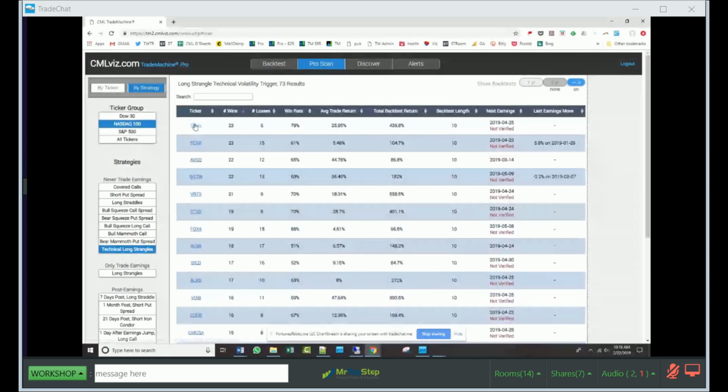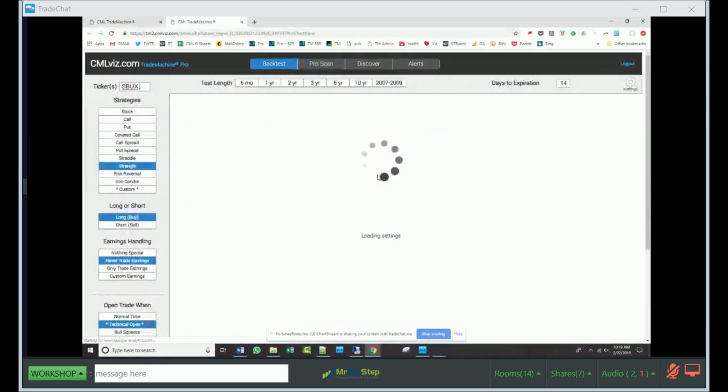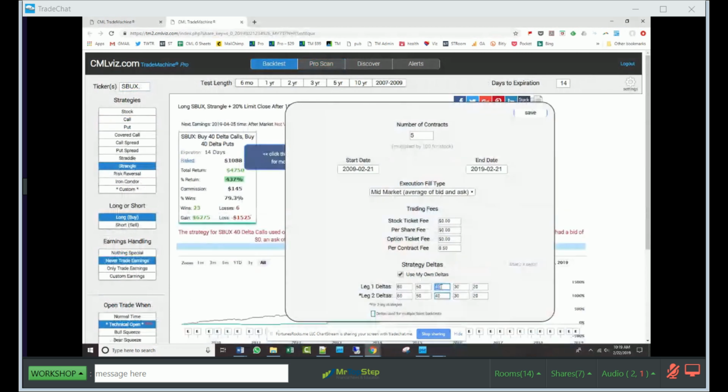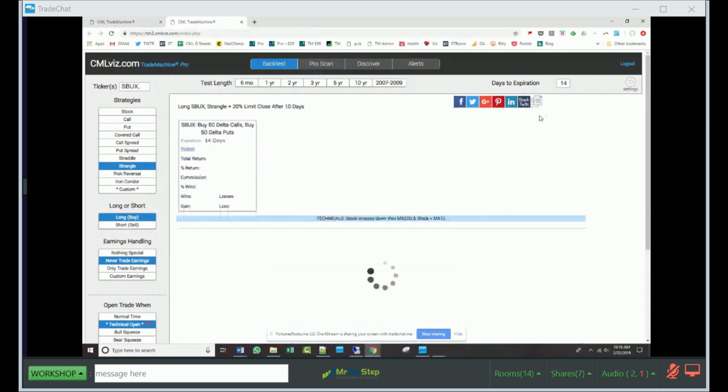Who would ever think about Starbucks as a technical trade or as a volatility trade? And I'm going to change my deltas. I'm moving pretty quickly through the app. If you become a member, you'll know what I'm doing. I'm not trying to give a demonstration on how every button works in Trade Machine. You get that, a user's manual, if you sign up. I just want to show you how it works for trading.